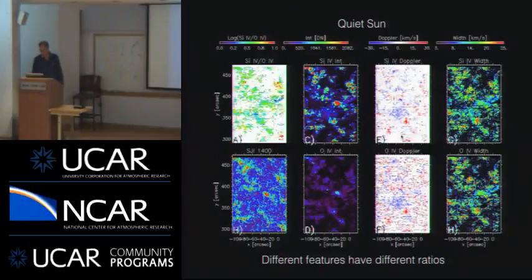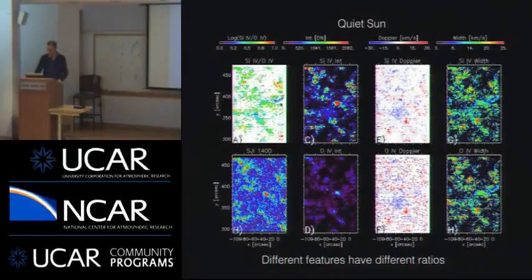On the right we have Doppler shift and line width, and we can see there's quite a strong similarity between the oxygen and silicon. That's probably telling us that we are observing the same features, which is nice if we want to do any kind of comparisons. When we do the ratio, that's shown in this panel. White means there's not enough signal to do the ratio. We can see that different features show different ratios.